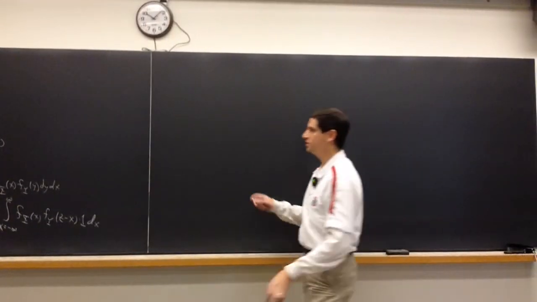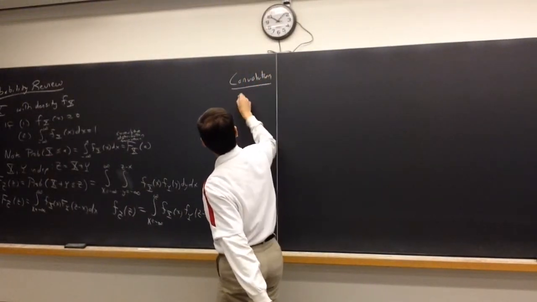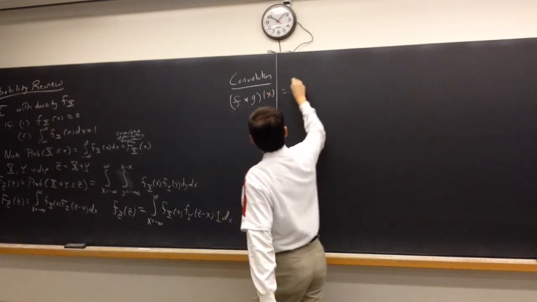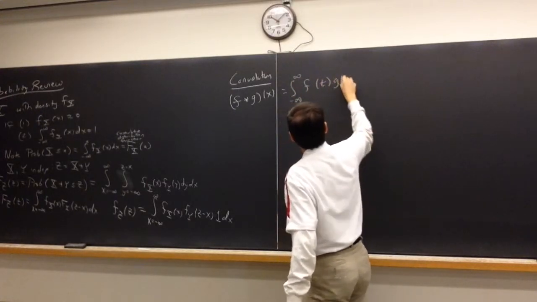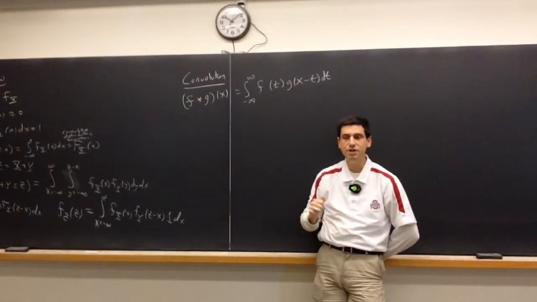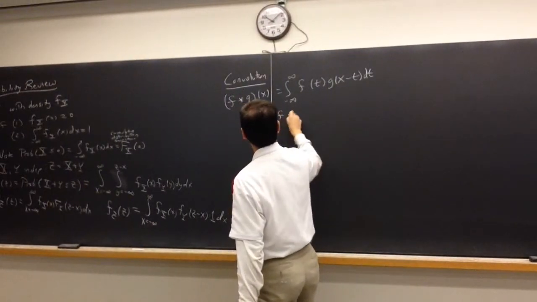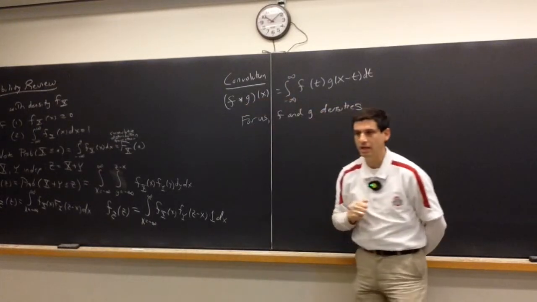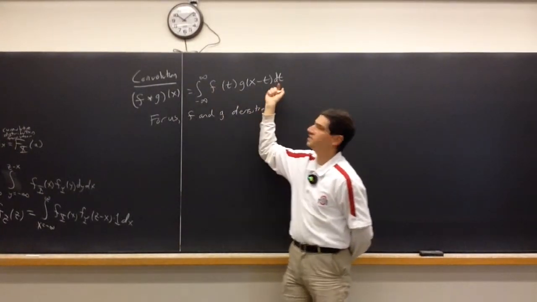So I apologize for those of you who have seen this multiple times before, but convolution. So f star g of x is the integral from minus infinity to infinity of f of t g of x minus t dt. In everything we do, f and g will be densities. This is, of course, true in much greater generality.